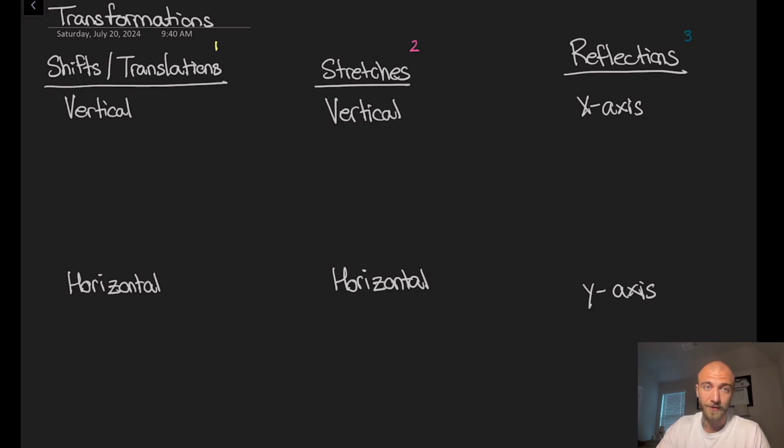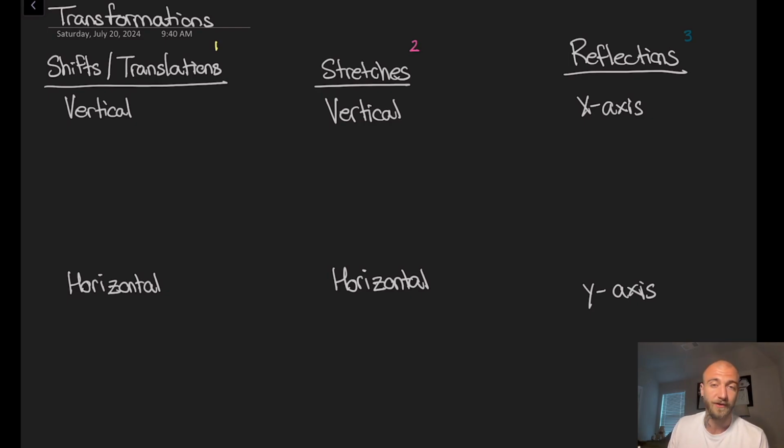and reflections. Within these, we're always going to be thinking about two different axes, right? You've got the x-axis and the y-axis. So basically, what is happening when you're shifting stuff up or down or left to right? When you're stretching stuff vertically or horizontally, or when you're reflecting stuff over the x-axis, vertical reflection, or a horizontal reflection over the y-axis. Let's do these one by one, starting with the shifts, translations.